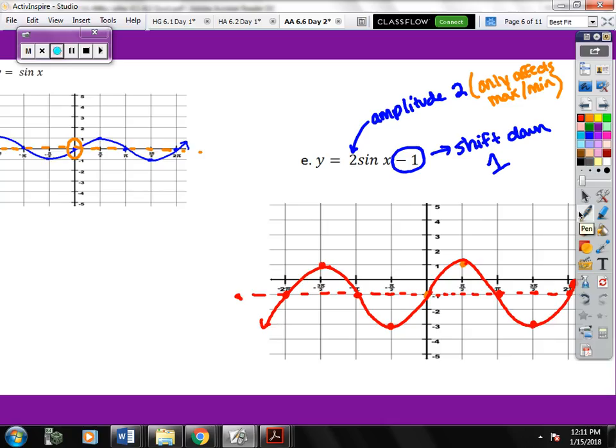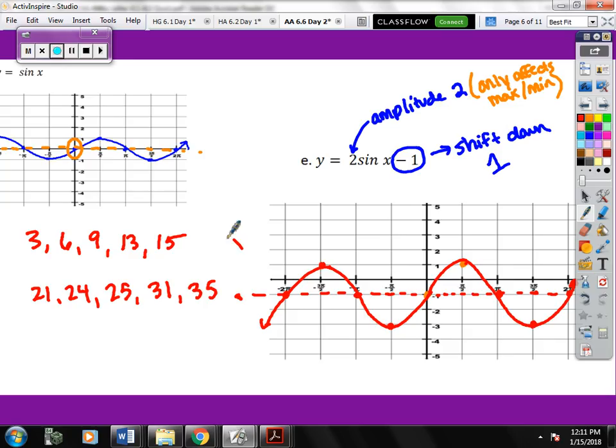Okay. So 3, 6, 9, 13, 15, 21, 24, 25, 31, and 35. Enough on that next page. So if you see a cosine, don't do it. See a sine, do it.